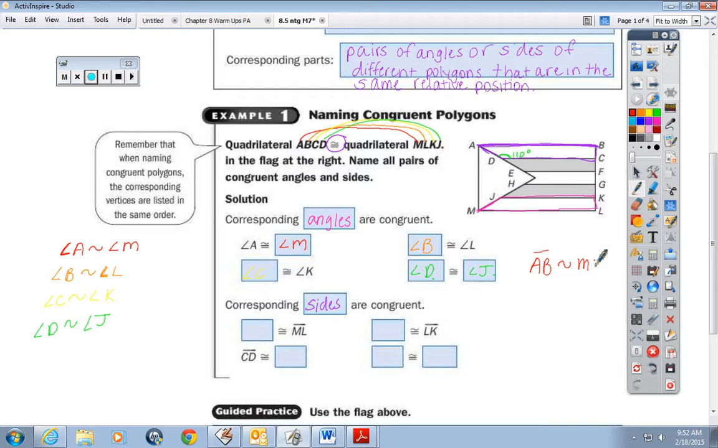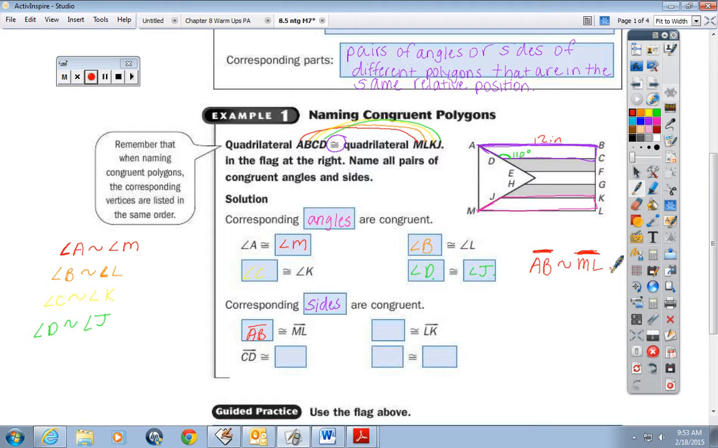And I use this bar above the letters to indicate that it's a side. I kind of overly drew that. Okay, what this means right here is that side AB corresponds to side ML. So if you go back up here and you look, AB corresponds to ML and is congruent. So if I knew the measure of AB, let's say the length of this was 12 inches, then guess what the length of ML would be? 12 inches, because they're congruent.